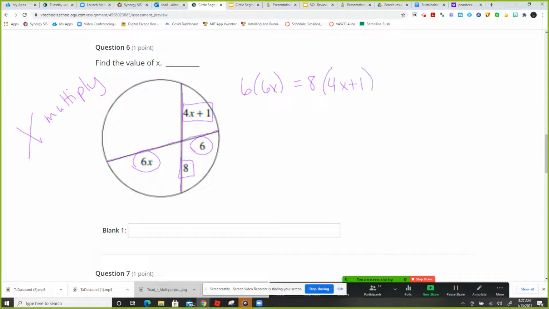And it just makes my life easier to put the whole numbers on the outside and the variables on the inside. That's just, again, convention. It doesn't really matter, it's just easier to look at. It's more what you're used to. So if we do the multiplication, because we're just going to solve these equations, 6 times 6x, 8 times 4. Oops, I forgot something. There's a 6 in there. 32x plus 8.